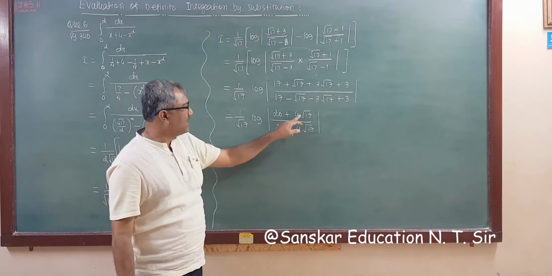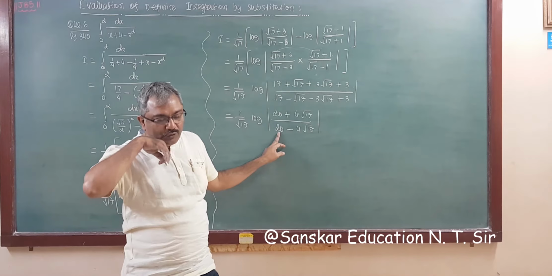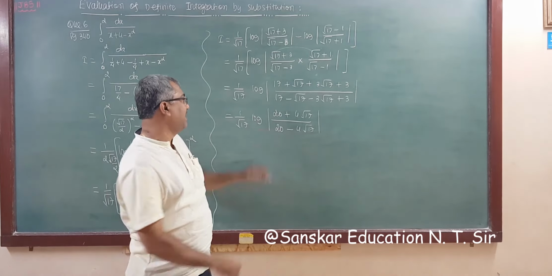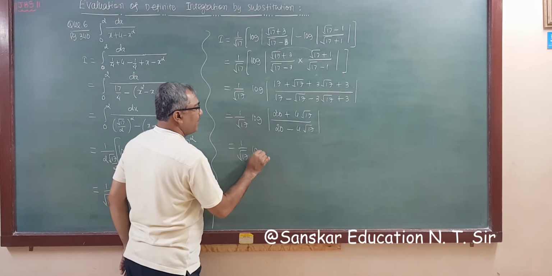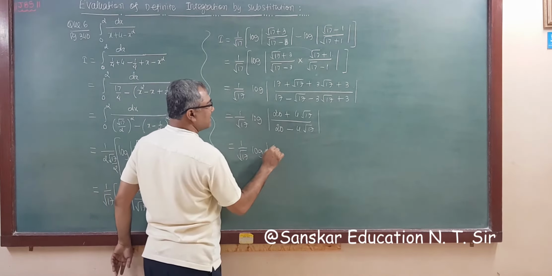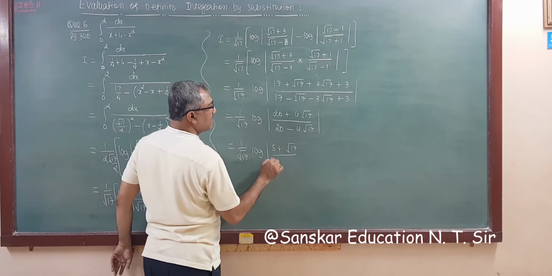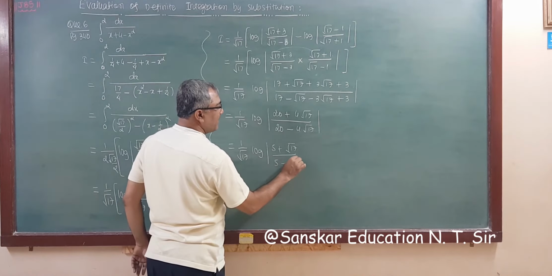Now 4 is common from numerator as well as denominator. So taking 4 common from this numerator and denominator, we get 1 upon root 17 log, 4 common, that is 4 plus root 17, and this is 5 minus, 4 is common, so root 17.